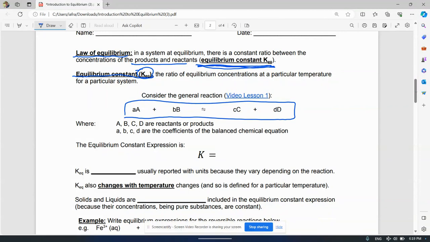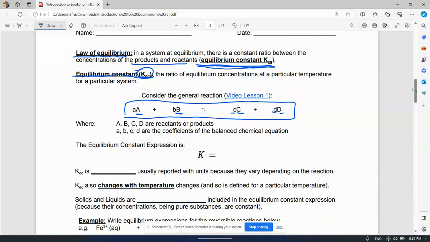A, B, C, and D, the uppercase ones, they're all our reactants and products, and then little a, little b, little c, little d, those are our coefficients. So you're always going to do the products raised to their coefficients, divided by the reactants raised to their coefficients.